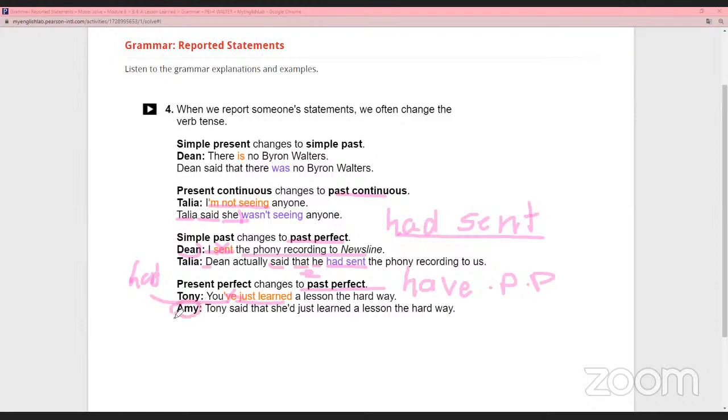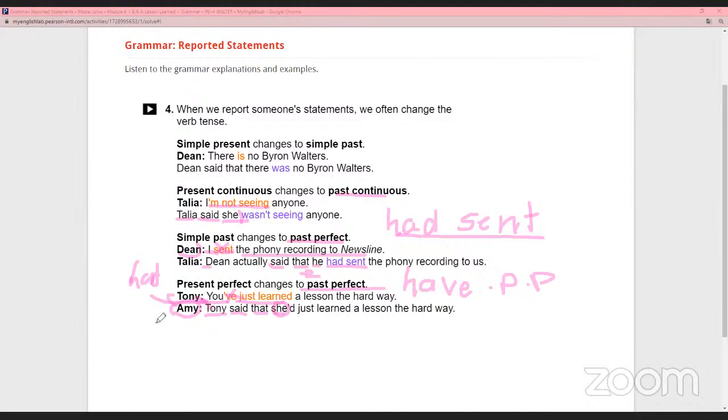So Amy is going to be the person who is going to report what Tony has said. So it could be Tony, okay, because Tony is the person who said the sentence. Okay, I'm gonna choose said that, and then I'm going to continue with the sentence. Notice that we're changing, right? Tony said that she, oh, it's a girl, that she had just learned a lesson the hard way, right? We're changing, we're gonna look for it in point number 5.